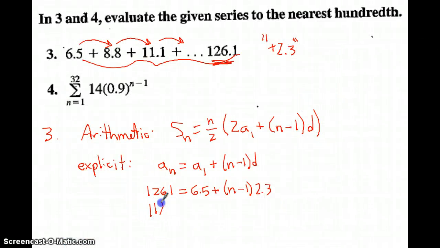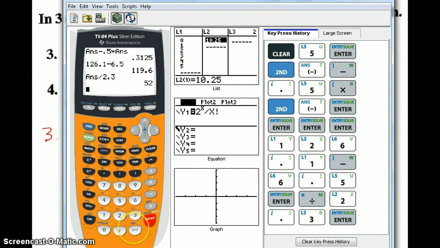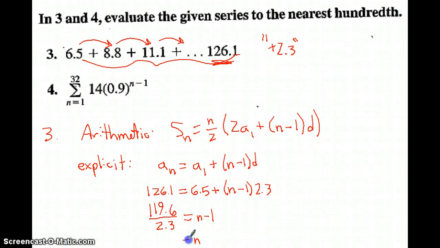119.6 divided by 2.3 is going to be n minus 1. Okay, so divided by 2.3. I don't make another calculator mistake like I did last time. 52 is n minus 1, so n must be 53. Okay. So that's good. So now I can apply this.